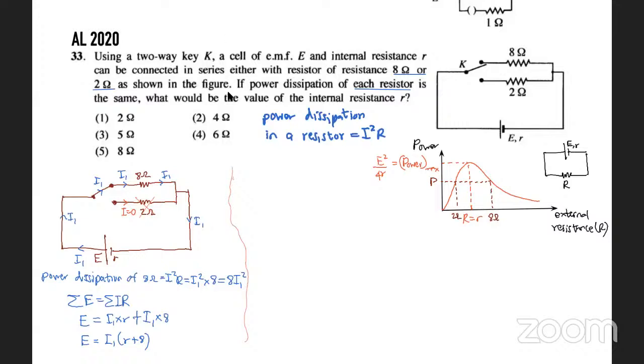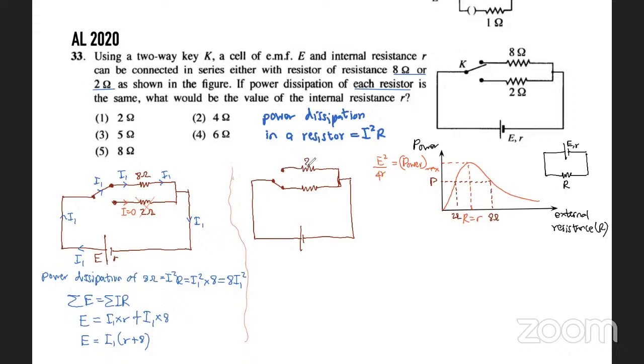So let's put the switch to the other one quickly. Let's put the switch to 2 ohm. When you put the switch to 2 ohm, what's going to happen now? This 8 ohm is not going to work now. 8 ohm, it is not going to work.